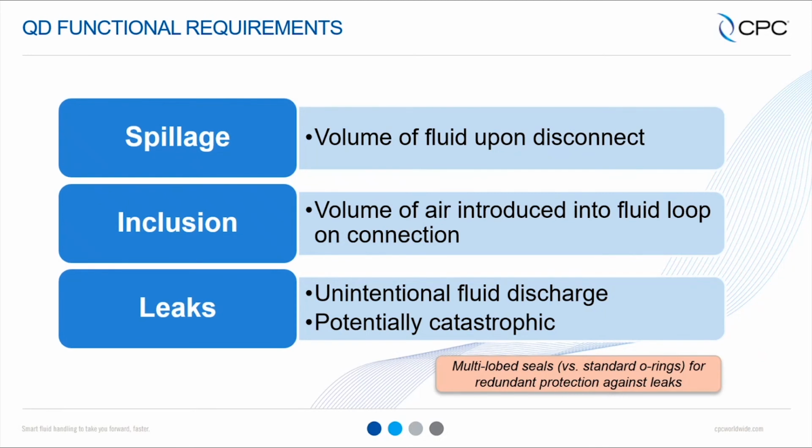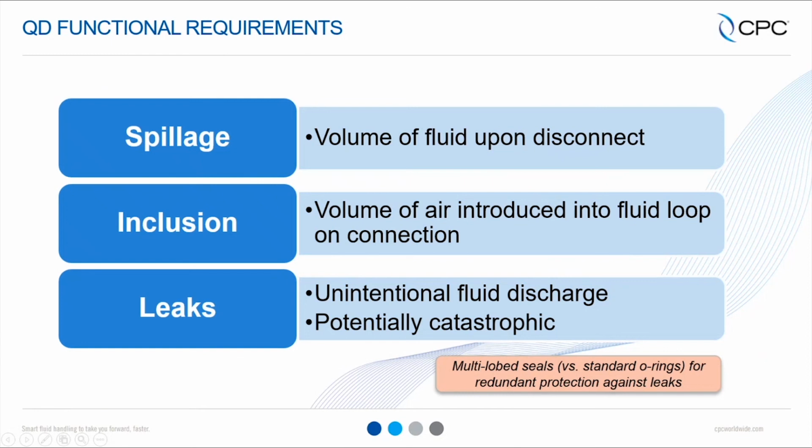Now that we've got a pretty good handle on the anatomy of the quick disconnect, I want to introduce some of the key functional requirements. So some ways to characterize quick disconnects with regard to performance are related to spillage, the volume of fluid on disconnect. We talked earlier about non-spill versus wet break valves. Inclusion, the volume of air that's introduced into the fluid loop on connection.